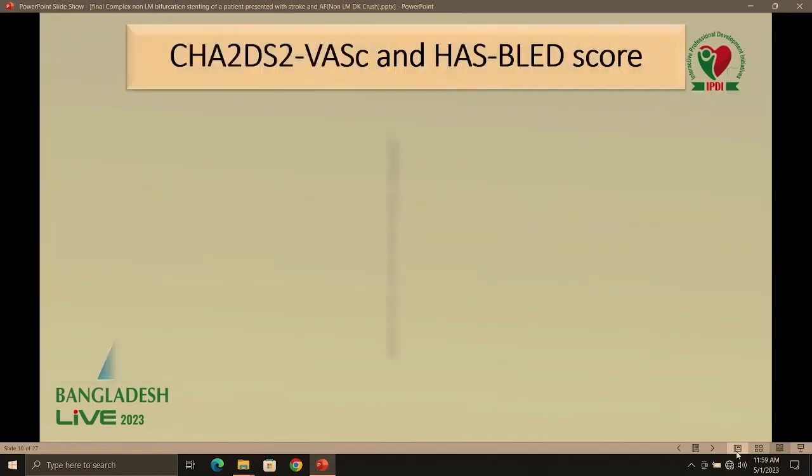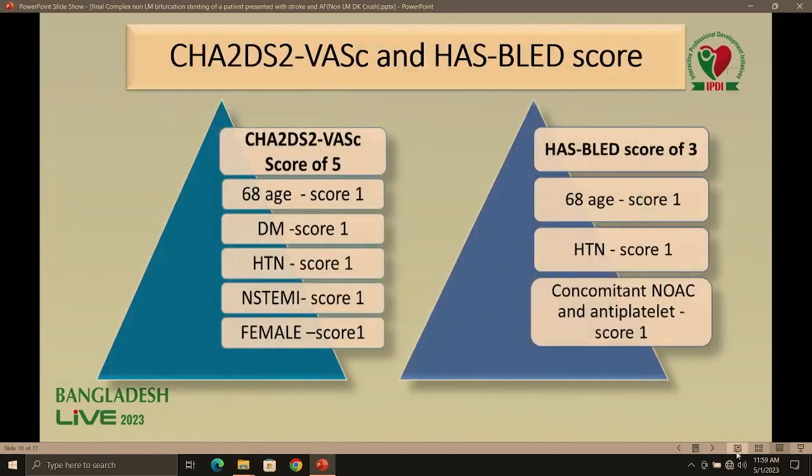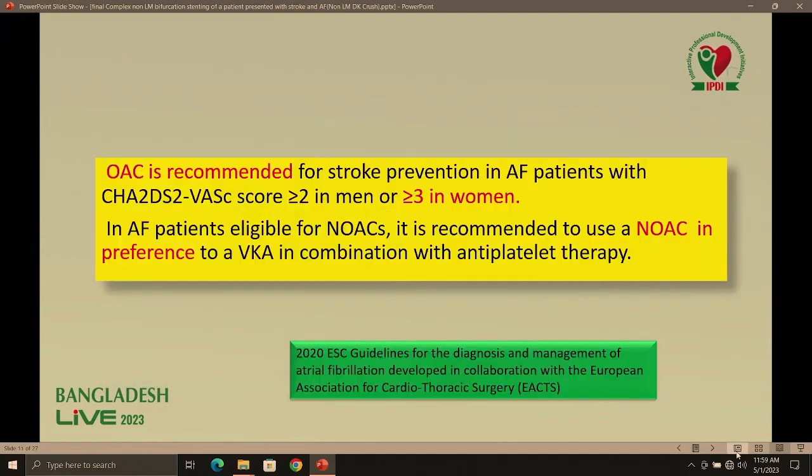And we found that this patient had a CHA2DS2-VASc score of 5, that is age 68, diabetic, hypertensive, non-ST elevated myocardial infarction, and the patient is female. And HAS-BLED score is 3: age 68, hypertension, and concomitantly the patient is taking NOAC and antiplatelet.